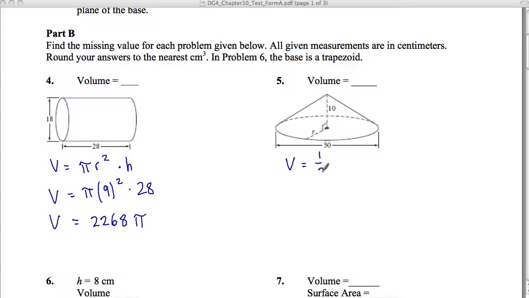On number 5, we have a cone, so on our volume equation we want to make sure that we start off with 1/3 pi r squared times the height. And so we have 1/3 pi. The radius here, notice that the diameter is 30, so the radius is 15. So we have 15 squared times the height, which is 10. Simplify this, we should find that the volume is 750 pi. Alright, on to the next problems.